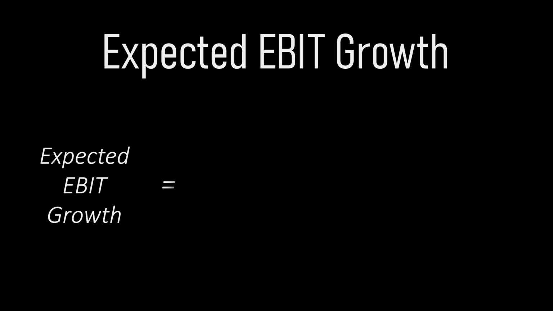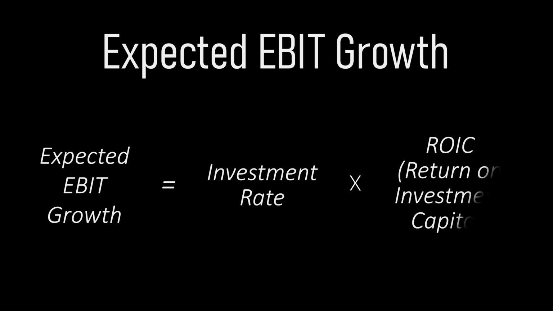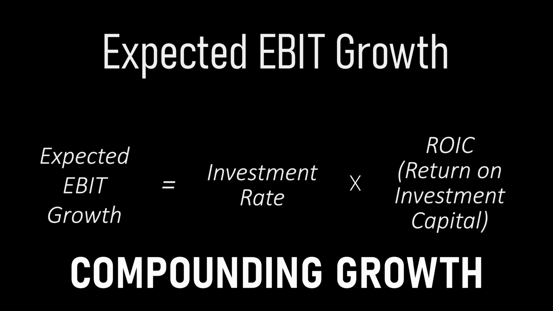A company that not only generates high returns on invested capital, but also reinvests a significant portion of its earnings at these high returns can achieve what we call compounding growth. This is the holy grail for any business.